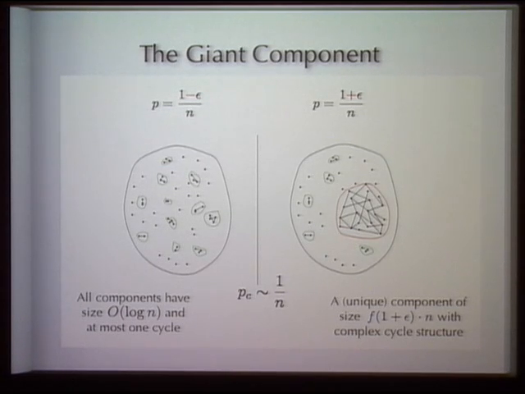On the other hand, as soon as the average degree exceeds 1 by a constant, there is a component of linear size that has a very rich cycle structure. Of course, it's not hard to see that this component has to be unique. And essentially, the graph around it remains pretty much like it was in the subcritical regime. So I'll start by giving you some idea about how one proves statements like this.